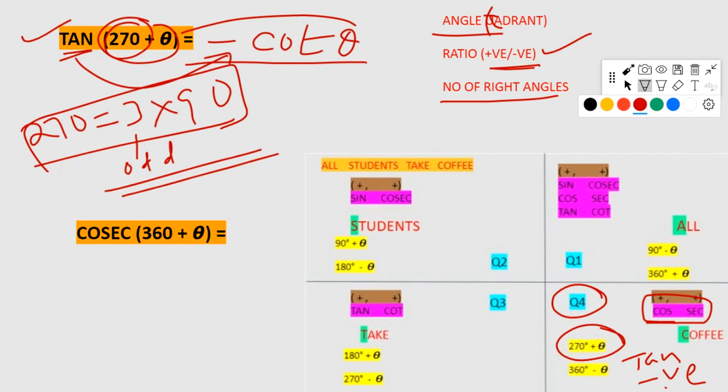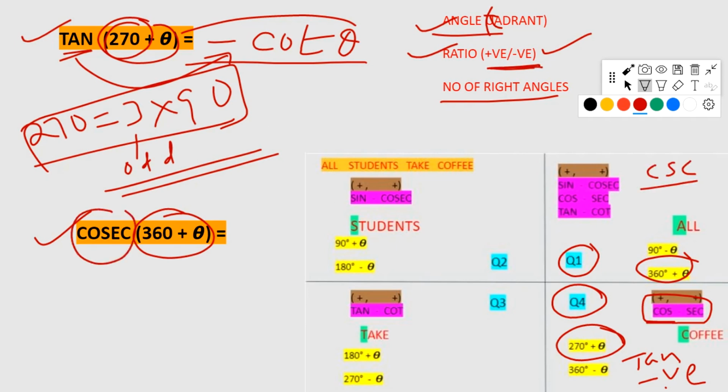Okay. One more example. Cosecant 360 plus theta. First step, angle. Here the angle is 360 plus theta. The angle 360 plus theta is in which quadrant? 360 plus theta lies in the first quadrant. Next step, ratio. Positive or negative? Here the ratio is cosecant. In the first quadrant, all trigonometric ratios are positive. So cosecant value is also positive. So in the answer, we can write plus.